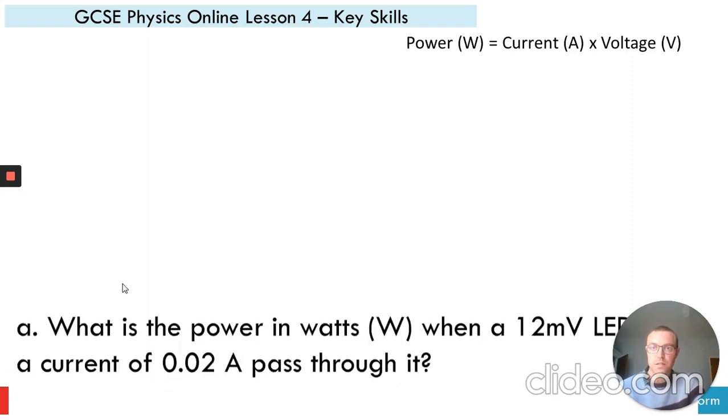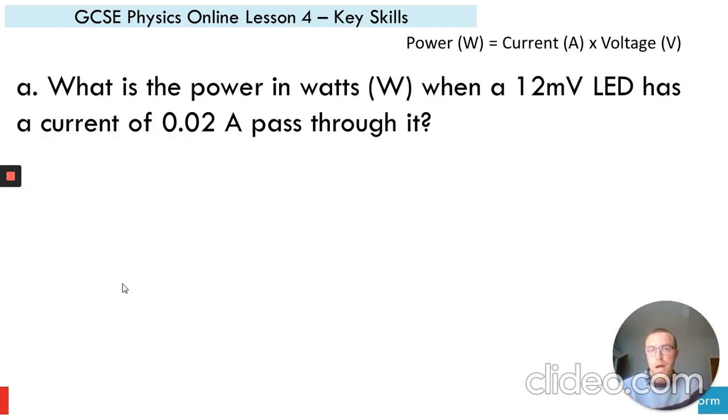Okay, here's a bit more of a practical example. What is the power in watts when a 12 millivolt LED has a current of 0.2 amps passing through it? We've got the equation up here. Power in watts is equal to current in amps times voltage.